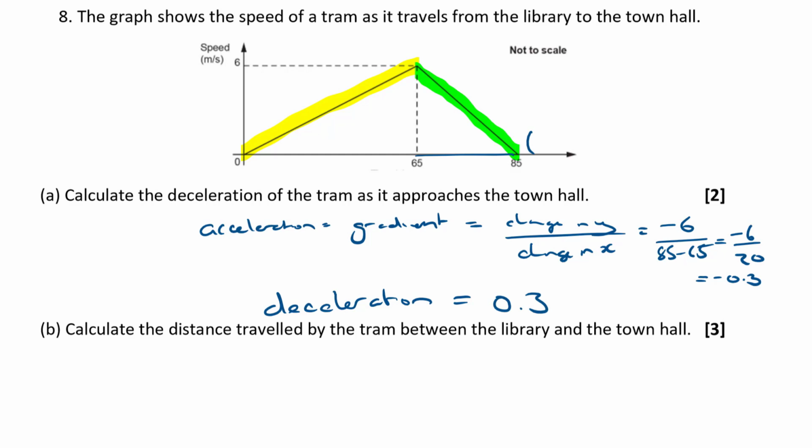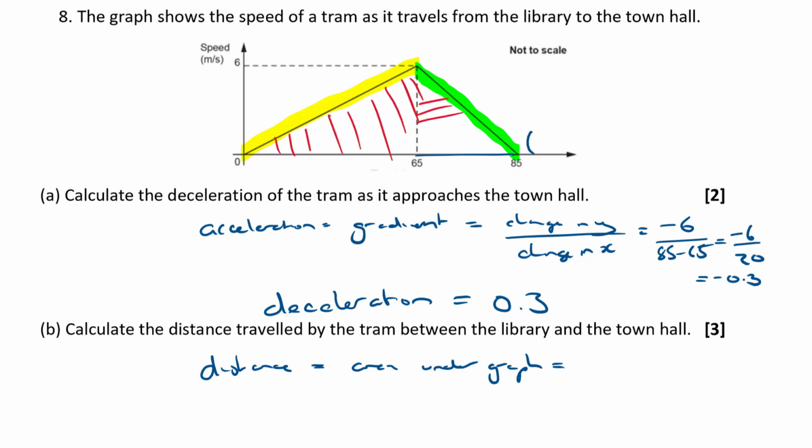Right, part B. Calculate the distance travelled by the tram between the library and the town hall. Now distance travelled is the area under the speed-time graph. In this case we've got two distinct areas, haven't we? We've got this one here, which is a triangle, and we've got a separate triangle here. So we've got two triangles. Another way of looking at it is those two triangles make one big triangle, don't they?